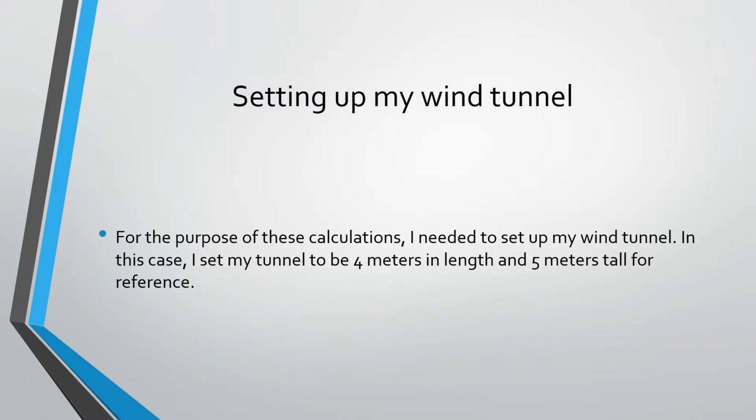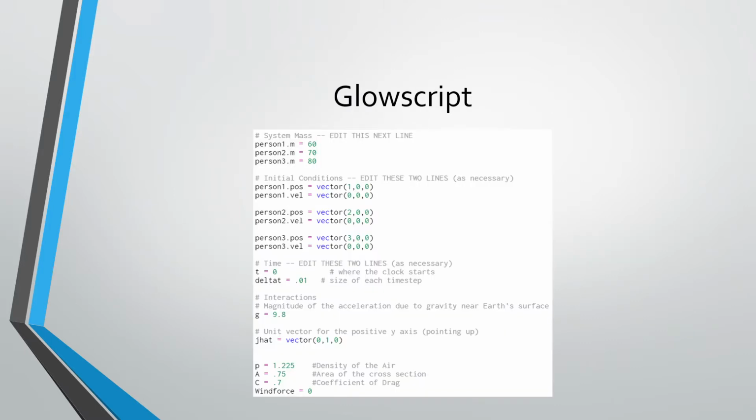The next thing I had to consider was how I wanted to computationally model my terminal velocities. I set up my wind tunnel in GlowScript and set my tunnel to be 4 meters in length and 5 meters tall. You will see this later once I run my code. I then began coding. I chose the 3 people in my wind tunnel to have the masses of 60 kilograms, 70 kilograms, and 80 kilograms because the average human has a mass of 70 kilograms and I wanted to have one slightly above and slightly below this average.